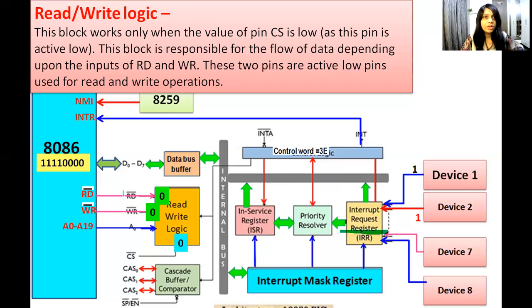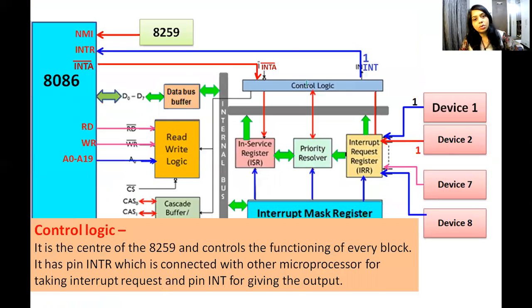Remember that both cannot be 0 at a time. Either write will be 0 or read will be 0. Now the next block is control logic. Whenever we want to use 8259, we have to initialize it, and for initialization we have to write the proper control word in the control word register.